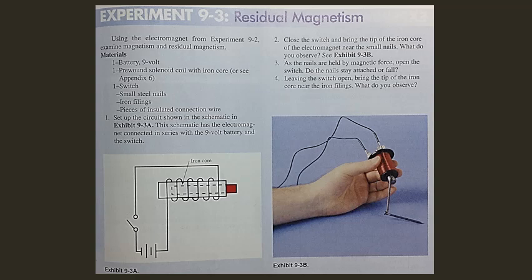Step 2 is to close the switch and bring the tip of the iron core of the electromagnet near the small nails. What do you observe? See Exhibit 9-3B. Step 3, as the nails are held by magnetic force, open the switch. Do the nails stay attached or fall? Step 4, leaving the switch open, bring the tip of the iron core near the iron filings. What do you observe?